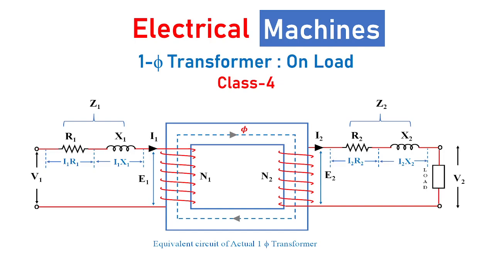In today's class 4 under single phase transformer on load, we are going to see the actual phasor diagrams with primary and secondary windings. In our past classes of electrical machines under transformer, you can go and listen to class 1, 2 and 3, for which I have provided the link in the description box. You can check those videos and come back to this video. So we'll start off with this actual transformer.